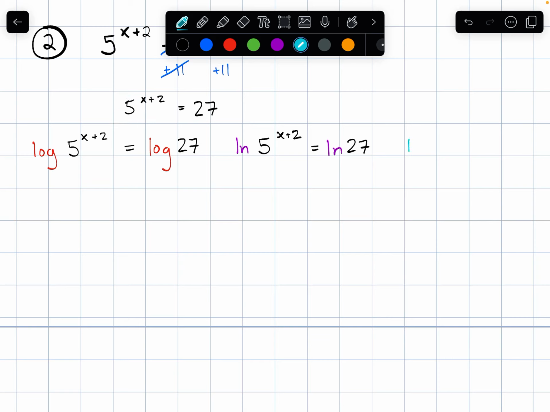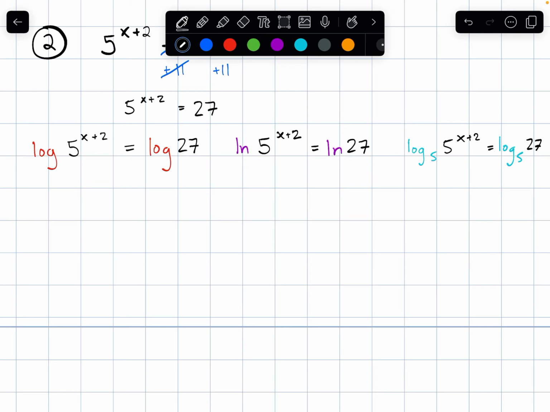All right, let's see what happens there. So I'm going to do log base 5 of 5 to the x plus 2 equals log base 5 of 27. All right? So those are 3 different ways that we could do this, and let's try to solve each of these. You're going to notice some similarities here, especially within the first 2.